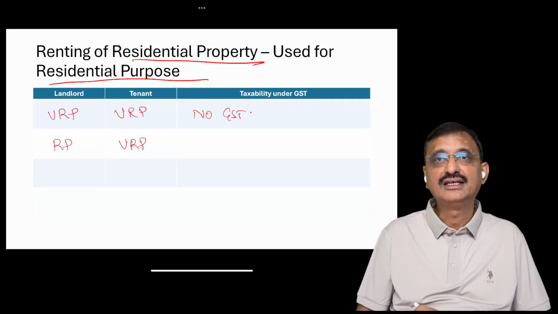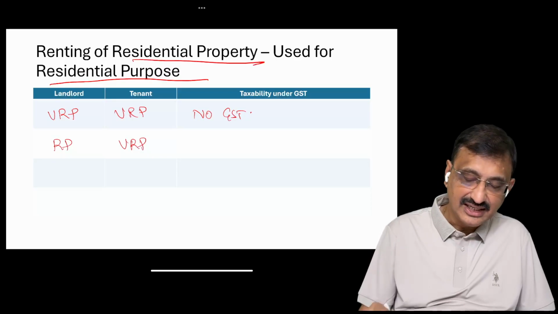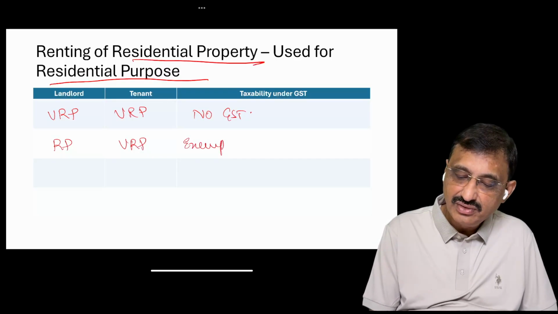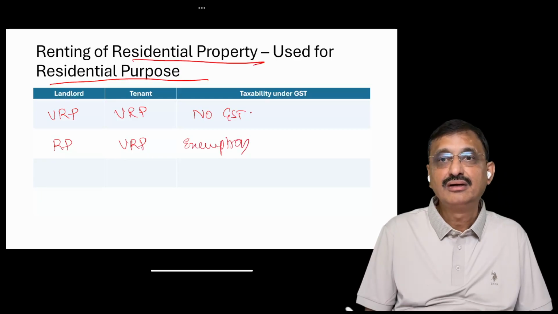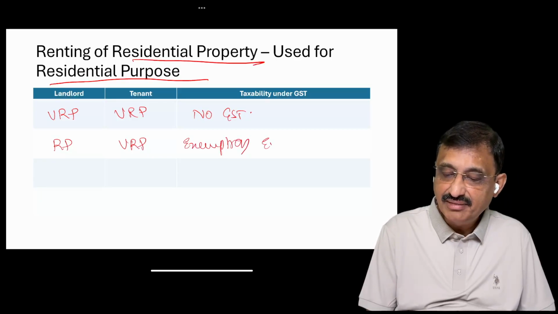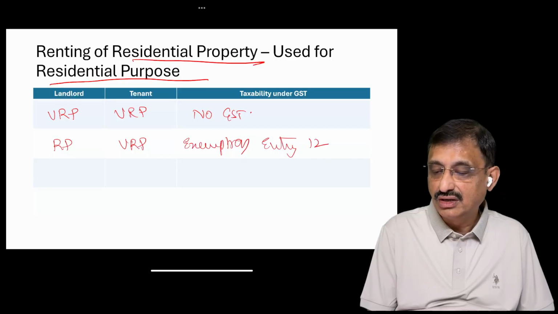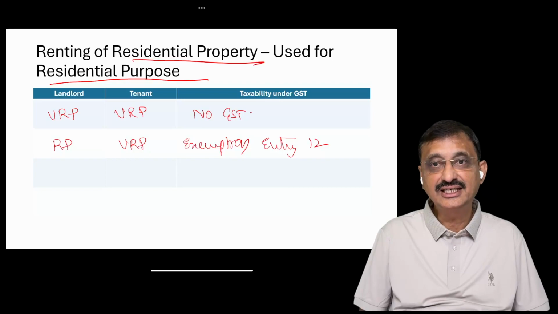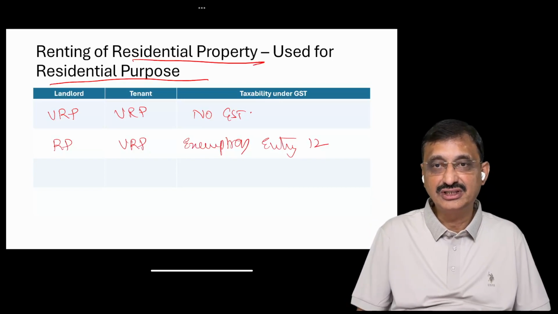Next comes landlord is a registered person and tenant is an unregistered person. What will happen in this situation? Here you will get exemption by virtue of entry number 12 of the exemption notification.